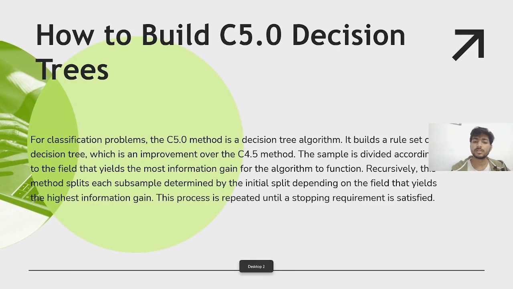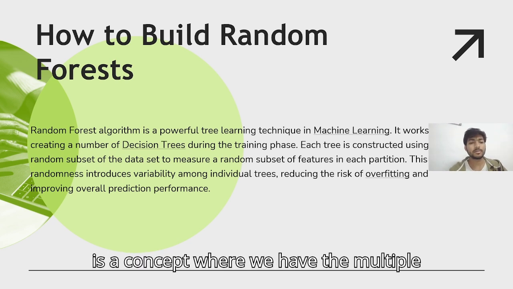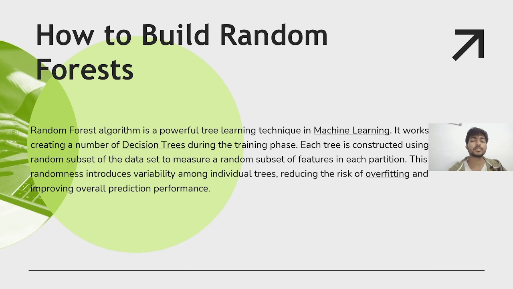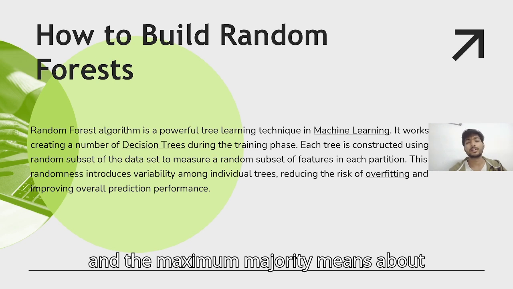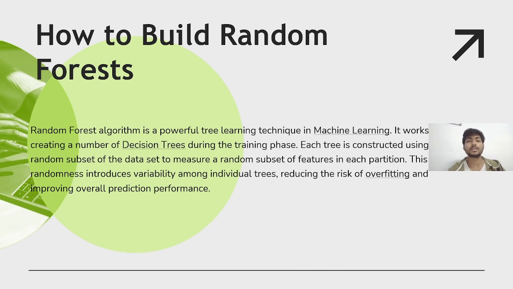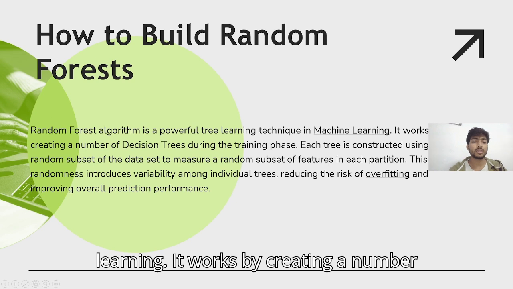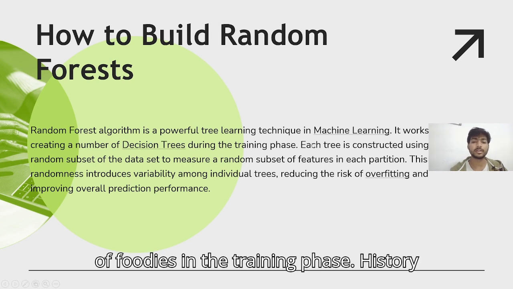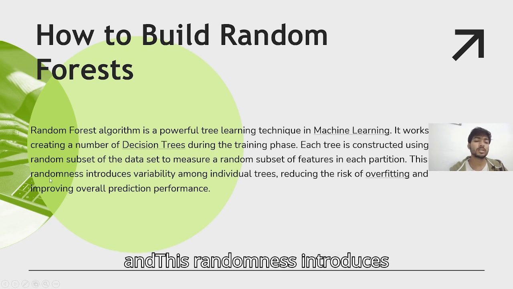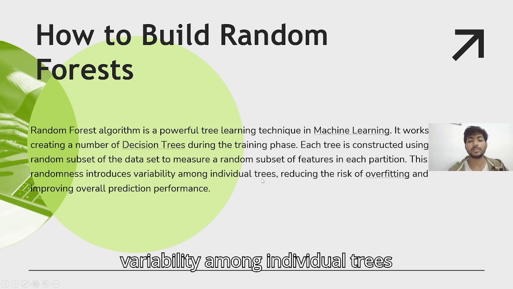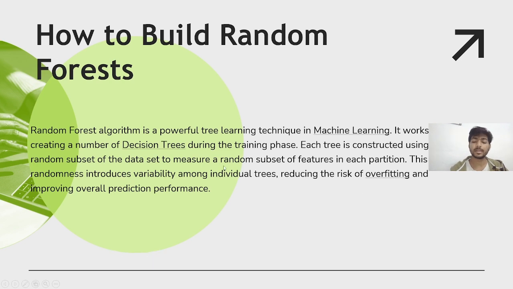Okay, so our next topic is how to build a random forest. Random forest is a concept where we have multiple decision trees simultaneously predicting the value, and the majority wins; that will be the output. So random forest is a powerful technique in machine learning. It works by creating a number of decision trees during the training phase. Each tree is constructed using a random subset, and this randomness introduces variability among individual trees, reducing the risk of overfitting. So this can also reduce the overfitting of any data set.